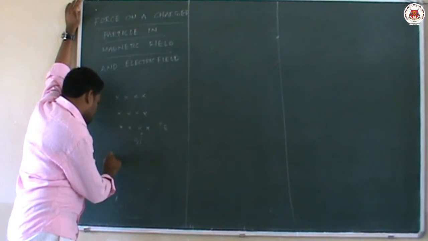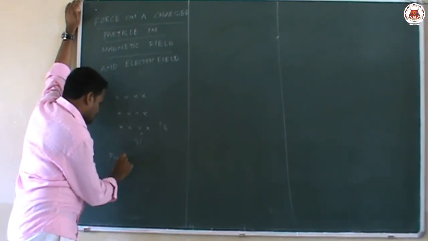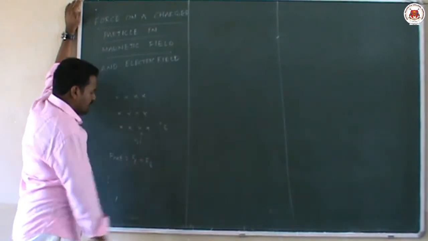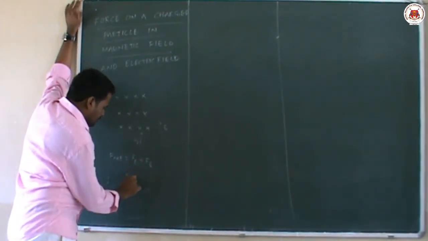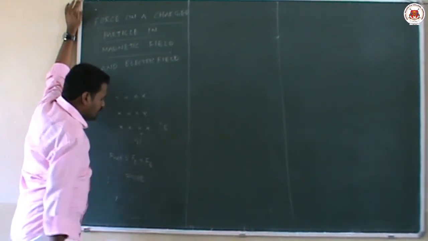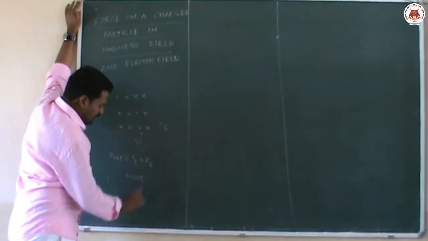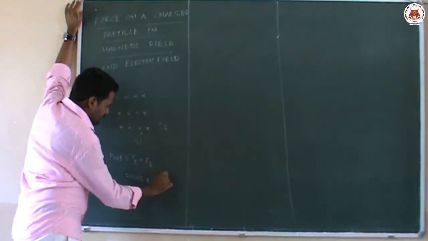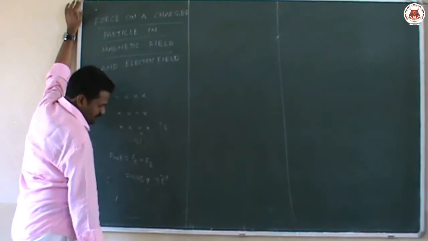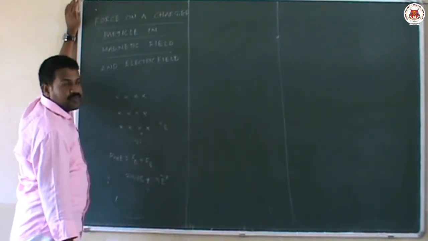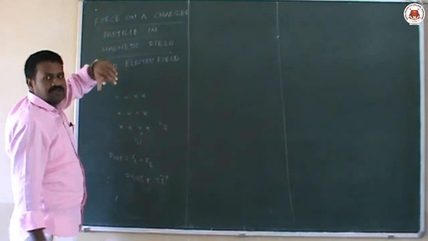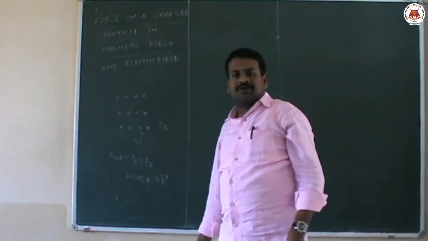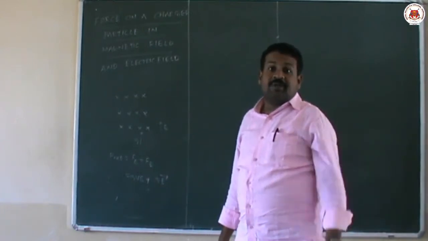The charged particle will experience two forces: force due to magnetism and force due to electricity. Force due to magnetism is qvB sin theta, where theta is 90 degrees, plus force due to electricity, which is qE. But this is a vector addition. And we should know in what direction the force due to magnetism will act. For that you can use the principle of vector product, or you can use the left hand rule.